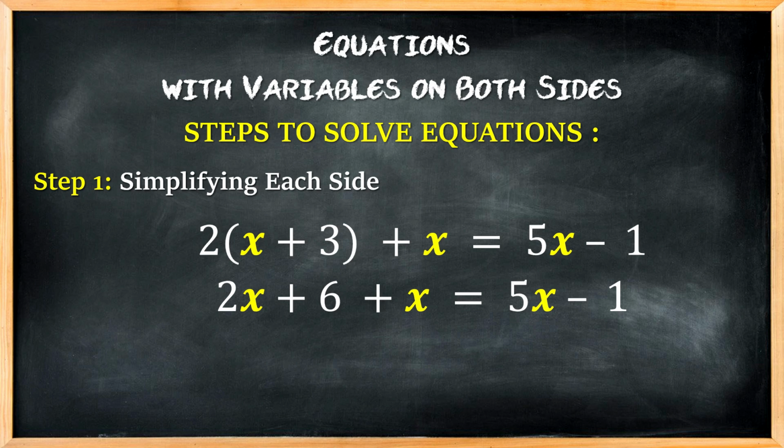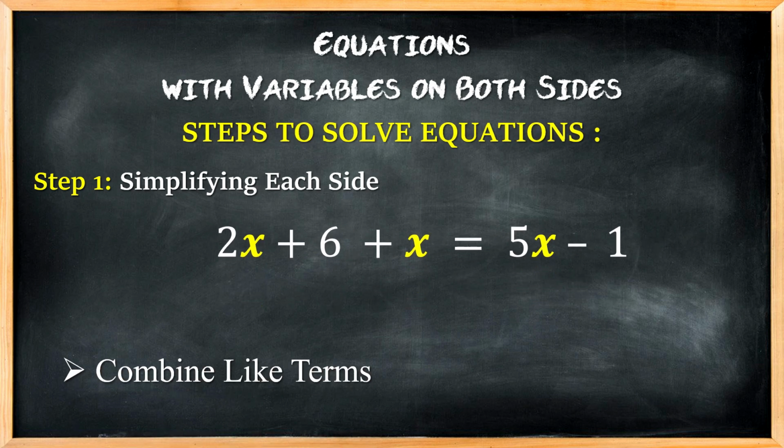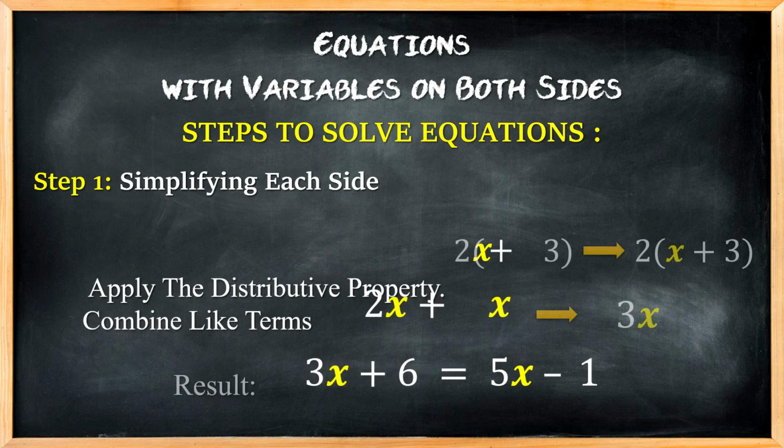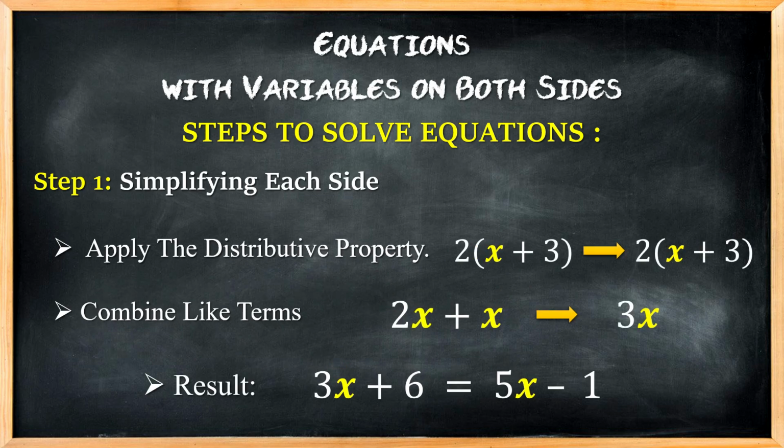Next, we combine like terms on the left side. We have 2x plus x, which combines to give us 3x. The constant 6 stays as it is, since there are no other constants to combine with on the left side. After combining like terms, our simplified equation is 3x plus 6 equals 5x minus 1. Notice that the right side was already simplified, so it remains unchanged.